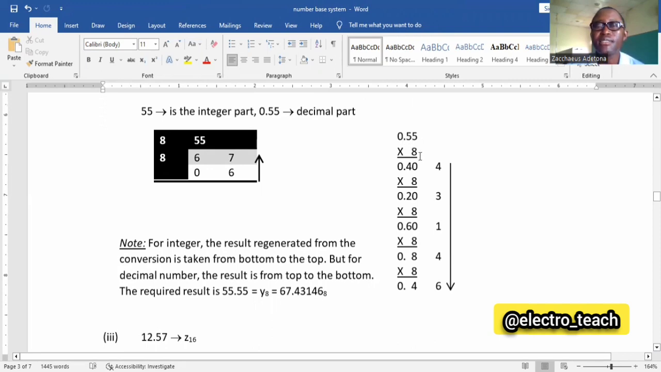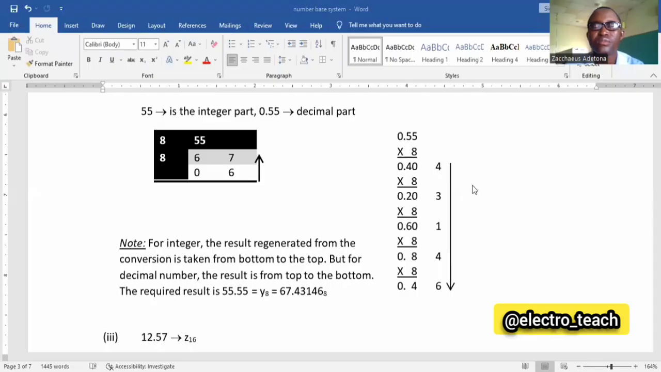So for the decimal part, we carry out a special multiplication, as you can see on the screen. 0.55 multiplied by 8, that is the base. We have 4.4. The whole number is carried out here as the remainder, and the remaining part is left as 0.4. Now that 0.4 again, you multiply by 8, you get 3.2. You take the whole number part out, and then you retain the 0.2.